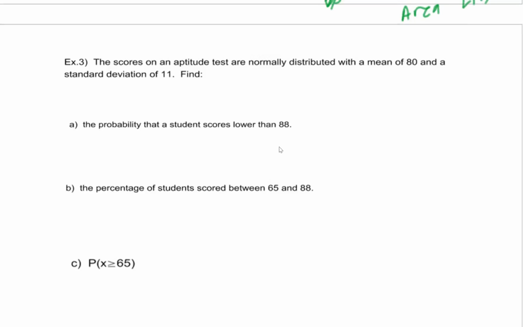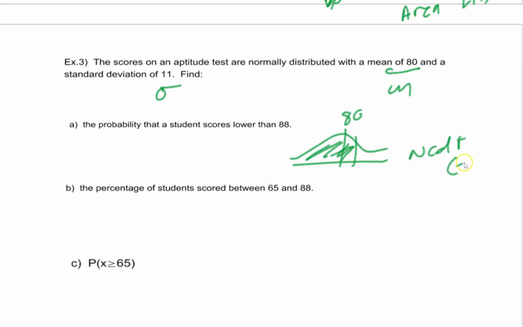So another one real quick. The scores on an aptitude test are normally distributed with a mean of 80 and a standard deviation of 11. What's the probability that a student's score is lower than 88? I'll just draw it. I'm going to save you some time. Here's 80, score less than 88. Normal CDF, negative E99 to 88, and then put the mean and standard deviation.